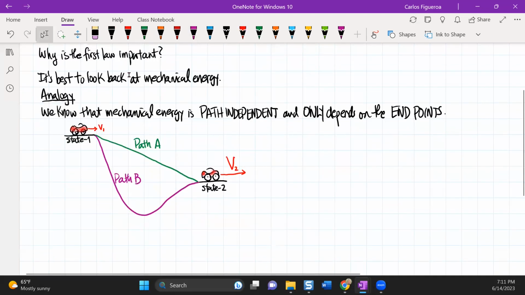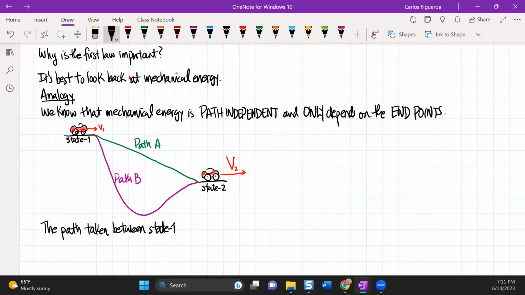So what mechanical energy is really telling us here is that the path taken between state 1 and state 2 does not matter. Only the endpoint. And the way we write this is as conservation of total mechanical energy.